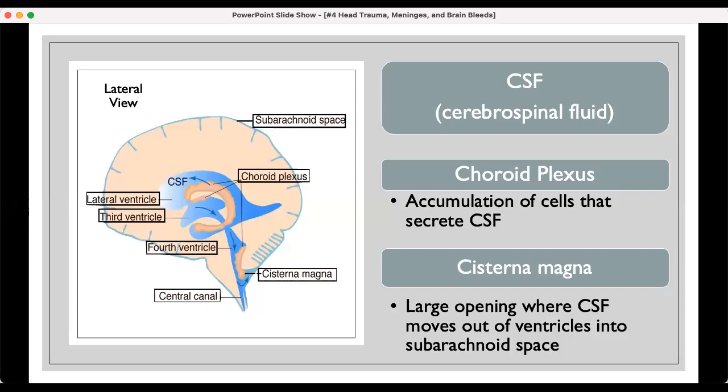So just to show you some of these structures of the cerebrospinal fluid, the choroid plexus are these groupings of cells that actually secrete cerebrospinal fluid within, and you'll see them in the different parts of the ventricles. Particularly the third ventricle will secrete quite a bit of CSF. The cisterna magna is the area where the opening where the CSF moves out of the ventricles into the subarachnoid space.